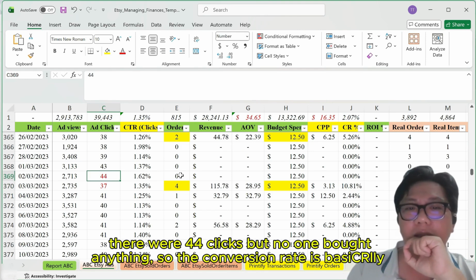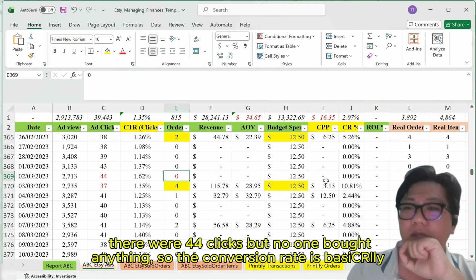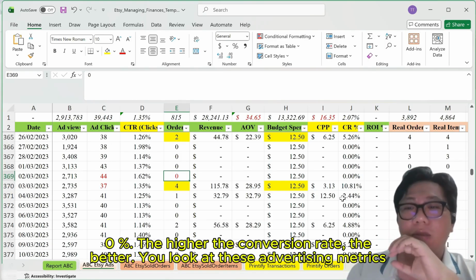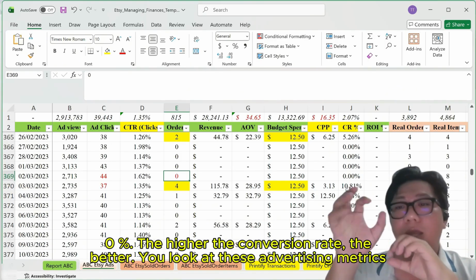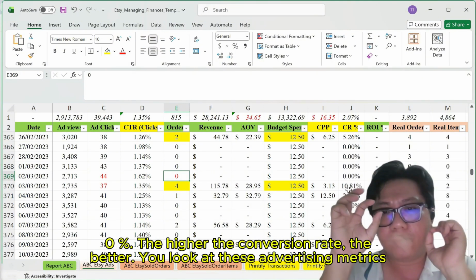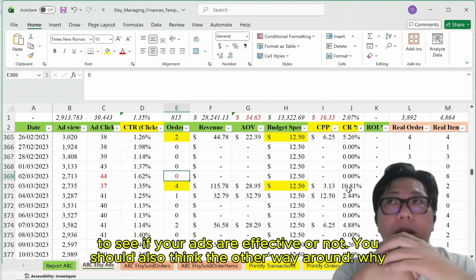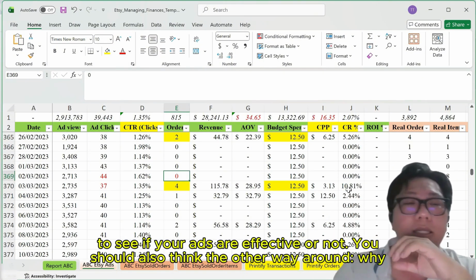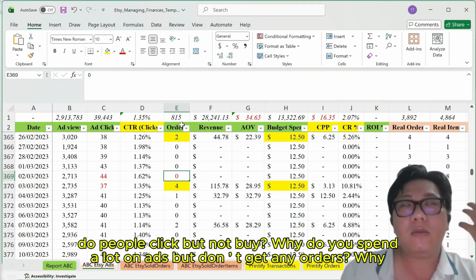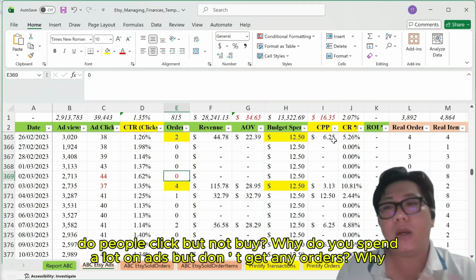But you can also see that on another day, there were 44 clicks, but no one bought anything. So the conversion rate is basically 0%. Now, the higher the conversion rate, the better. You look at these advertising metrics to see if your ads are effective or not. You should also think the other way around. Why do people click but not buy? Why do you spend a lot on ads but don't get any orders?